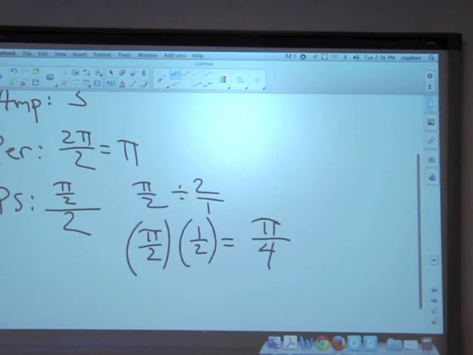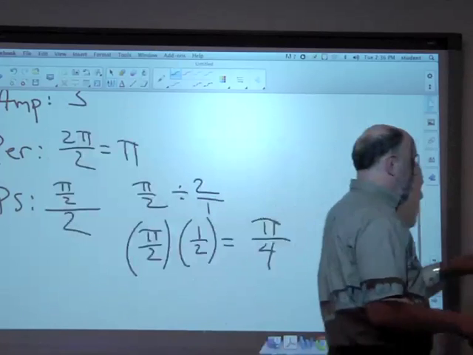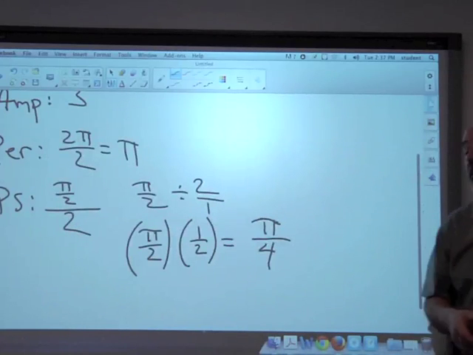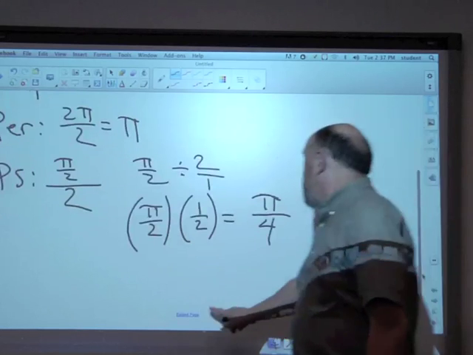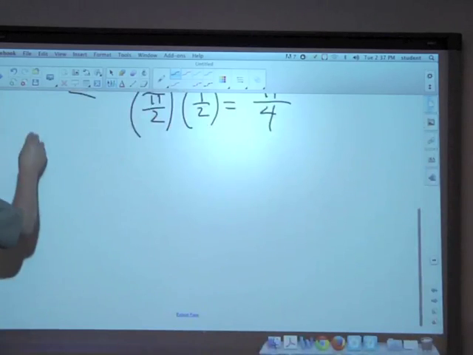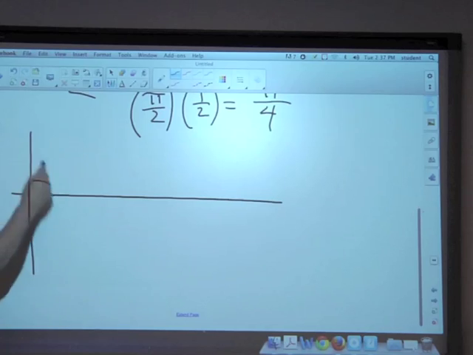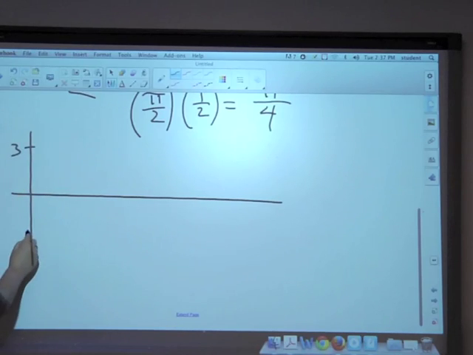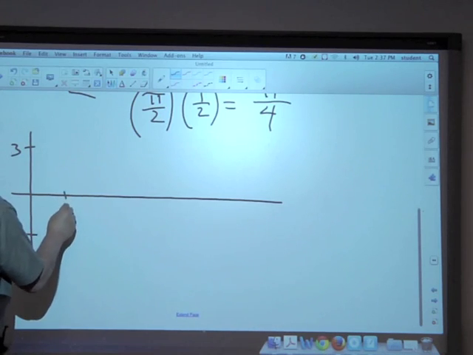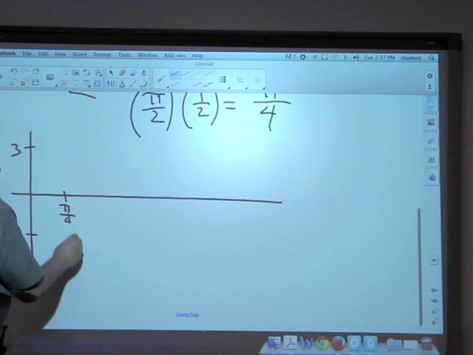So we know the amplitude, we know the period, we know the phase shift. The next thing we want to do is draw the graph that matches this information. You said phase shift is where it starts? Yep, where the normal sine wave starts. So let's draw up an axis here. Amplitude is 3. So let's call that 3, and then let's call that negative 3. Phase shift is pi over 4. So let's call this pi over 4.